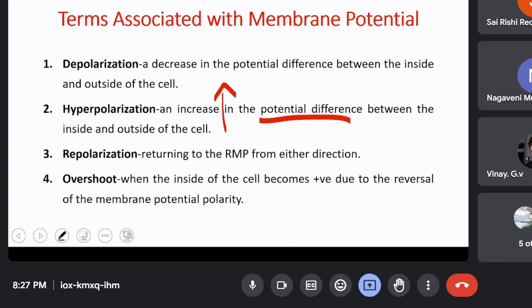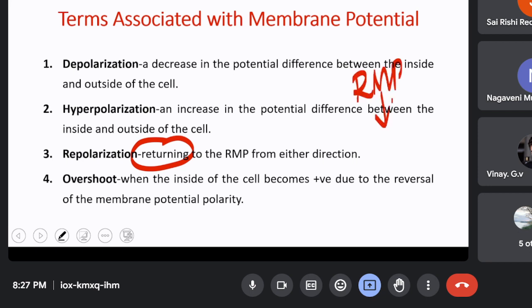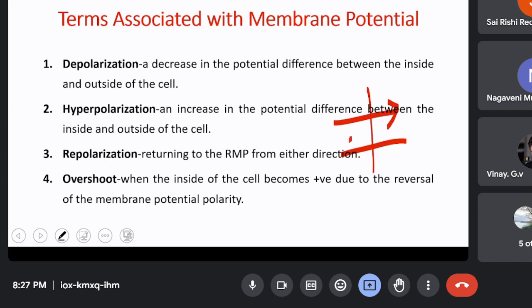Then repolarization. When the resting membrane potential gets depolarized, bringing it back again to the resting membrane potential is what we call repolarization. Returning it to the resting membrane potential from either direction is called repolarization. It can be from outside to inside, or it can happen even from inside to outside. Whatever it may be, it is repolarization only.